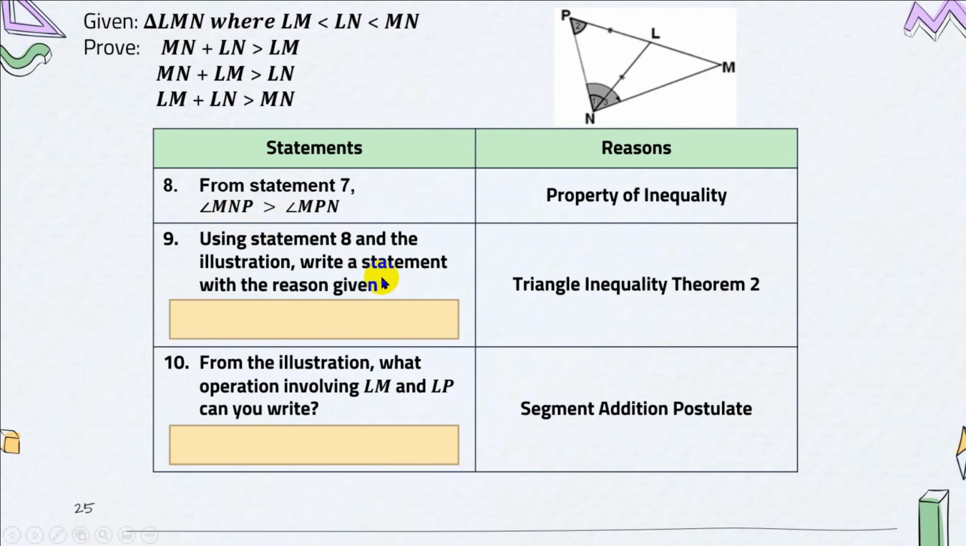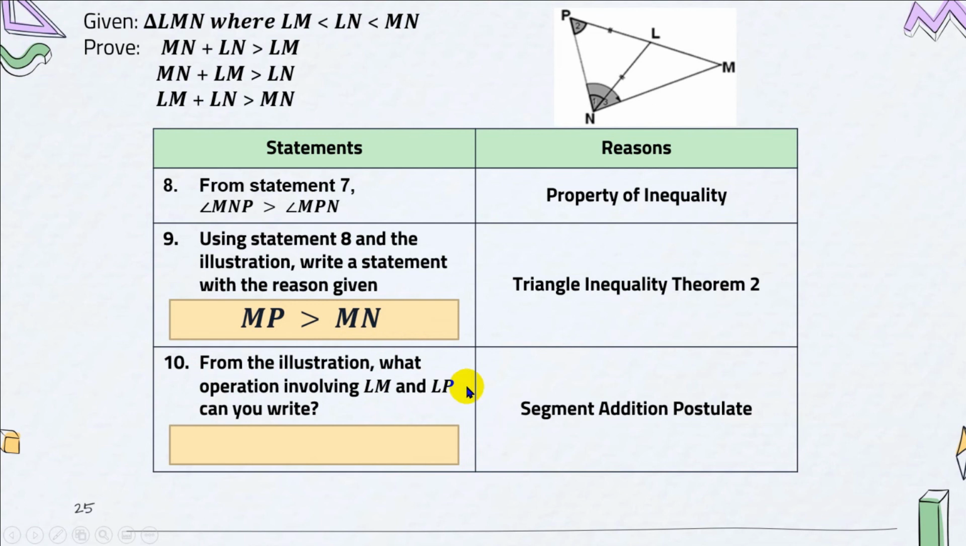And using statement 8 and the illustration, write a statement with the reasons given. Triangle Inequality Theorem 2. What does Triangle Inequality Theorem 2 say? Given the angles, we can compare the sides opposite to them. What is the side opposite angle MNP? It is side MP. And for MPN, the side opposite angle P is MN. So MP is greater than MN.